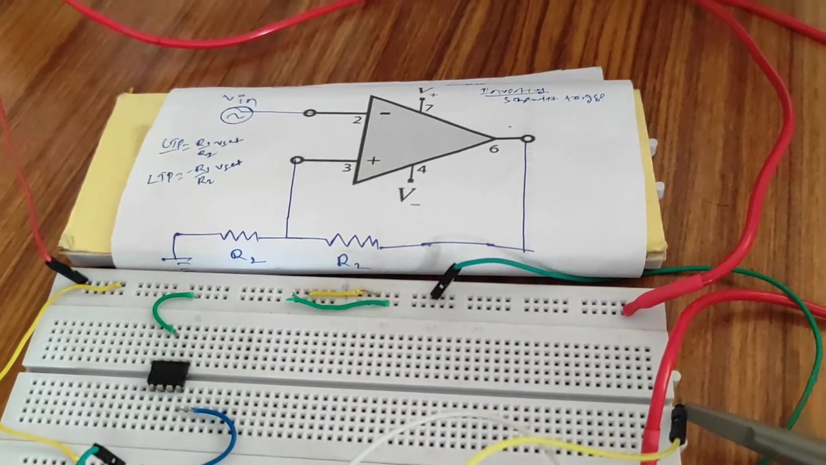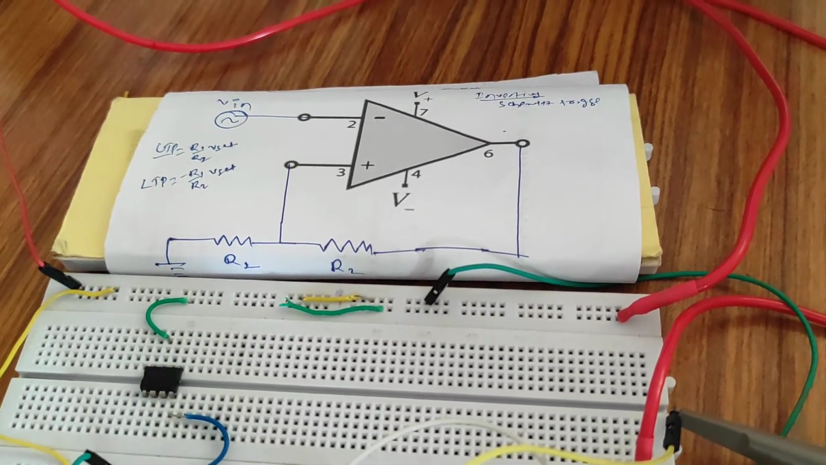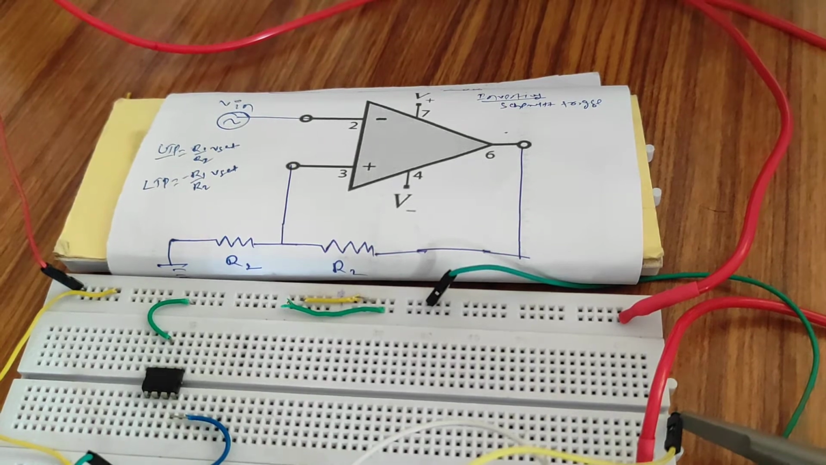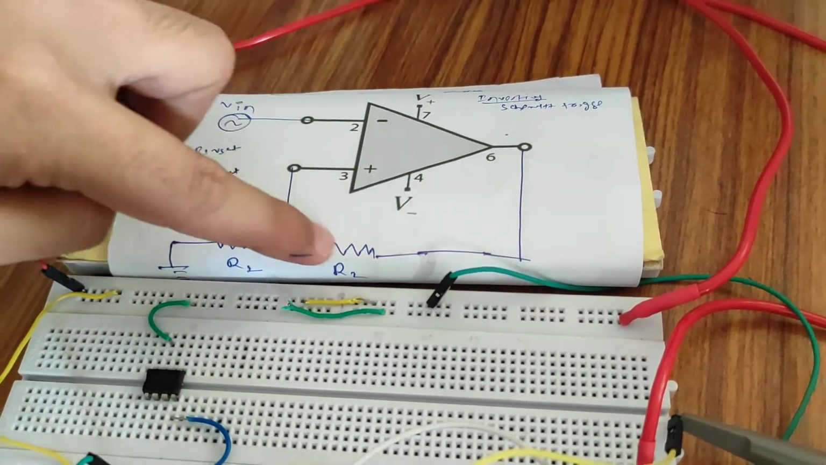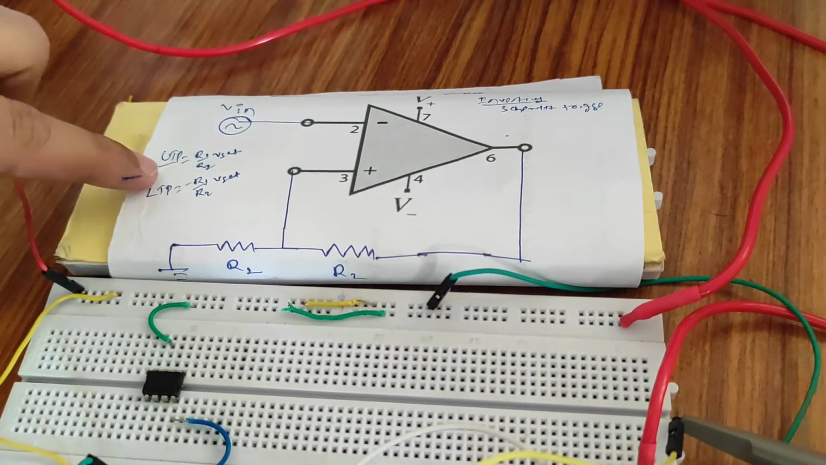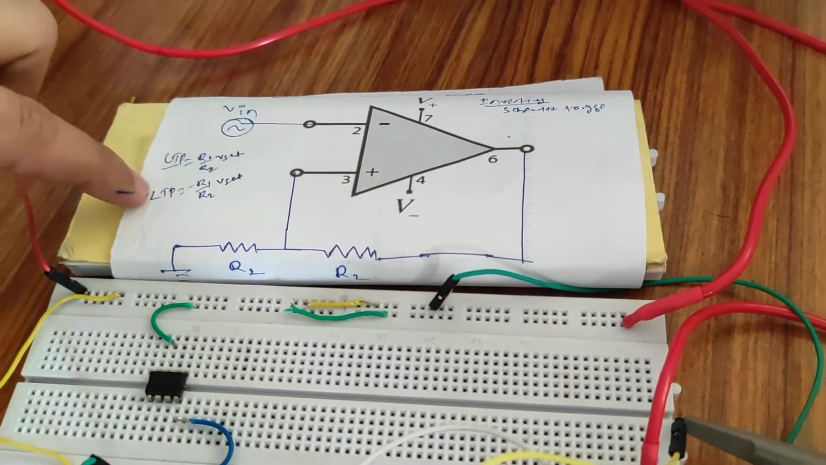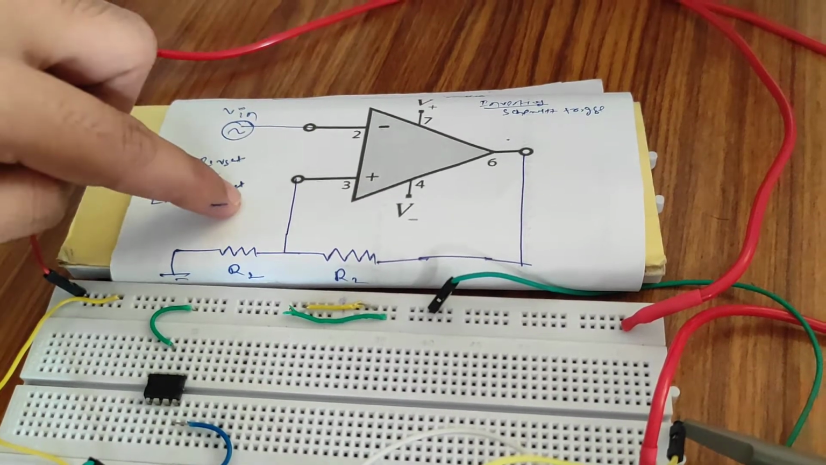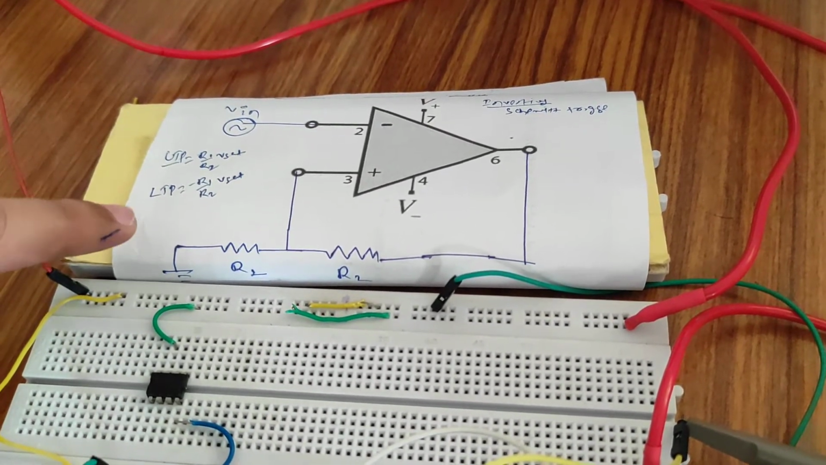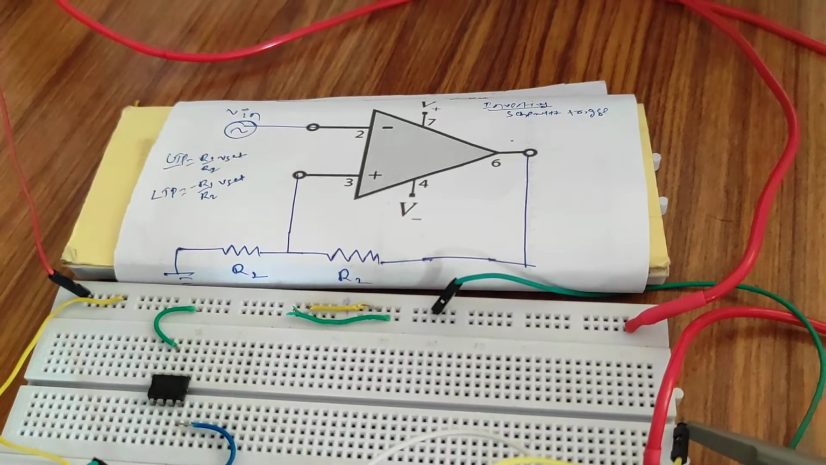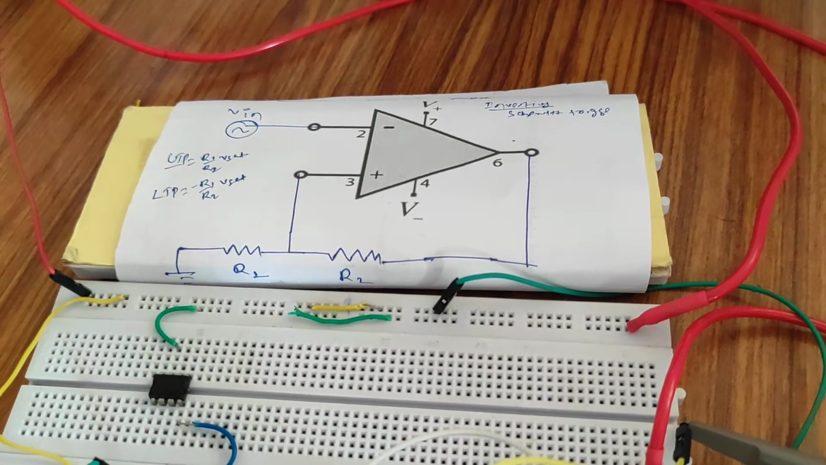Hello students, today we are going to study the inverting Schmitt trigger. In the inverting Schmitt trigger, you will see that this is your positive feedback, and UTP is R1 by R2 V_sat and LTP is minus R1 by R2 V_sat. This is your UTP and LTP, where the output will shift to V_sat and minus V_sat.